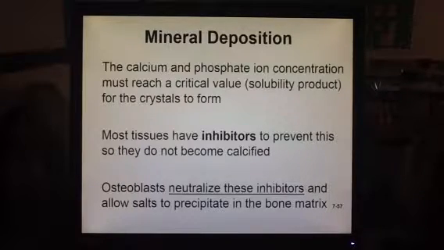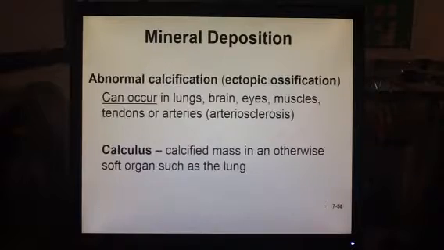Some tissues have inhibitors to prevent this so that they don't become calcified. Most tissues, all the tissues except for bone, I should say. But osteoblasts basically neutralize these inhibitors, and so in tissue where osteoblasts are present, calcification can occur. This talks about when there's calcification where we don't want it. That's called ectopic ossification. It could occur in the lungs, brain, eyes, muscles, tendons, so when calcium is being deposited where it should not.